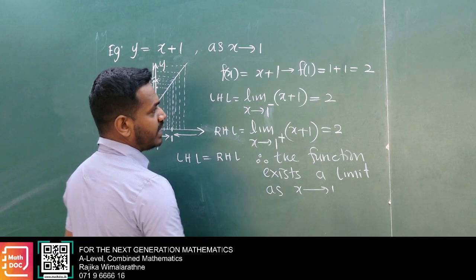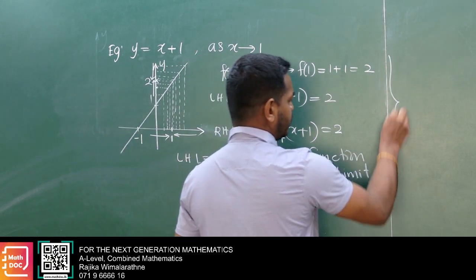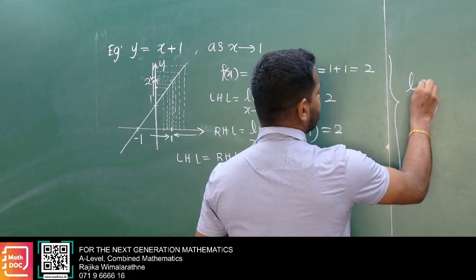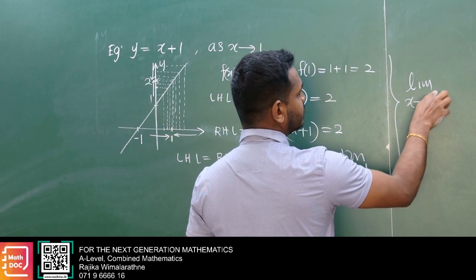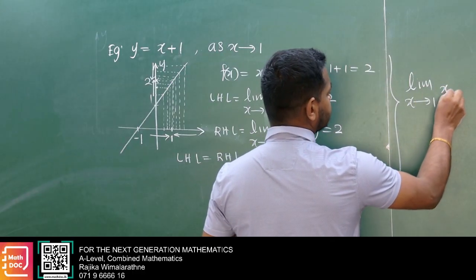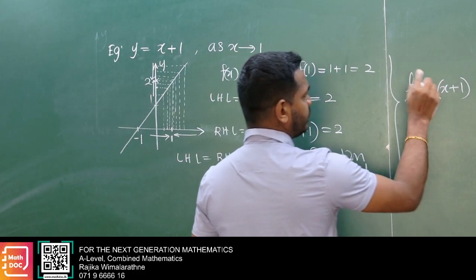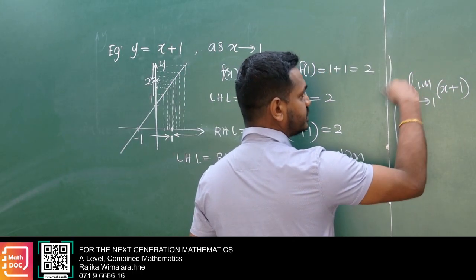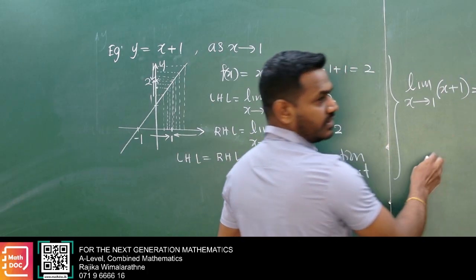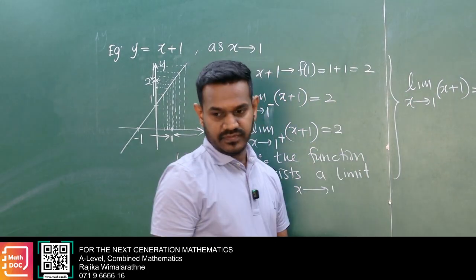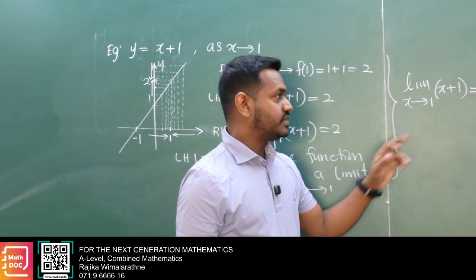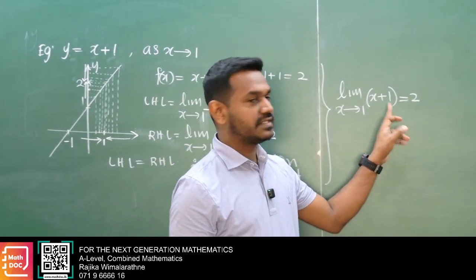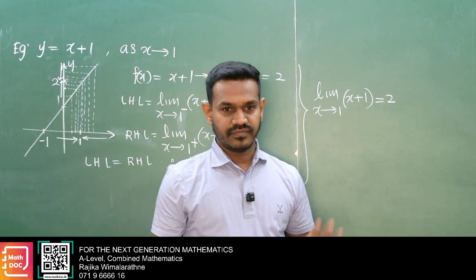Therefore, here you can write limit x goes to 1, no need to put plus or minus here, you can neglect that, just write x plus 1. If it is plus, 2, if it is minus, again 2, we get 2. No need to worry about its sign. Limit x goes to 1 of x plus 1 equals 2.